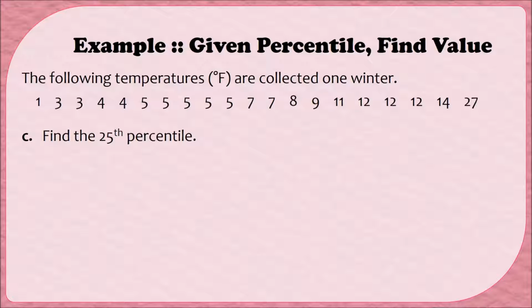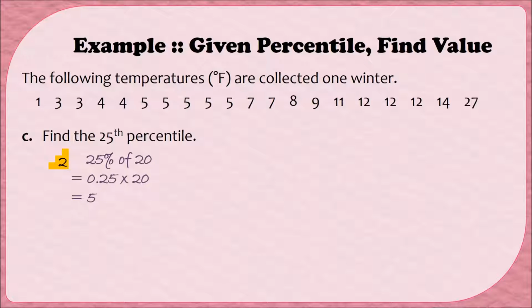Example C. Let's find the 25th percentile. Now, because we already know that our numbers are in order from least to greatest, we can skip step 1 and move straight to step 2. Because we're looking for the 25th percentile, that means I need to find 25% of 20. We can do this by multiplying 0.25 by 20, and we end up with a 5.